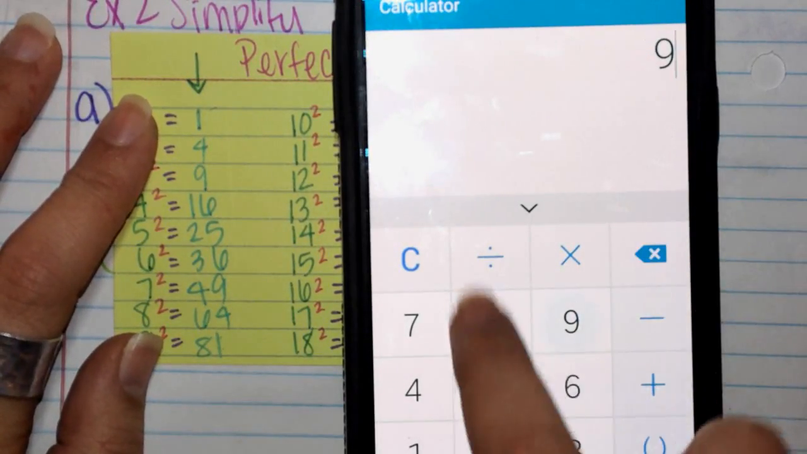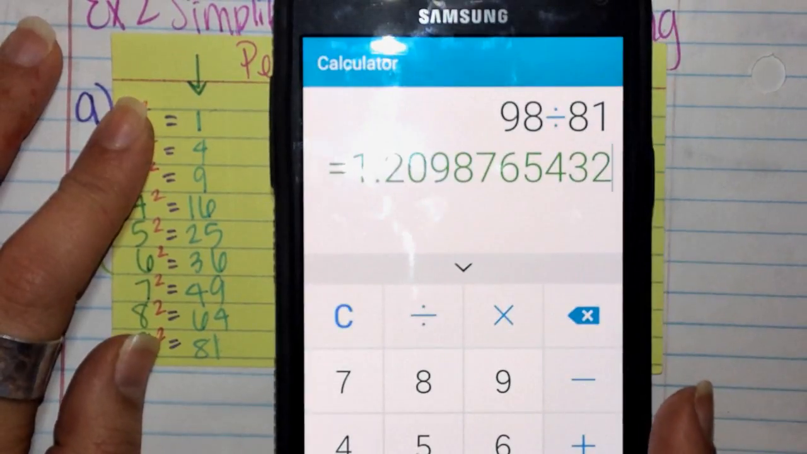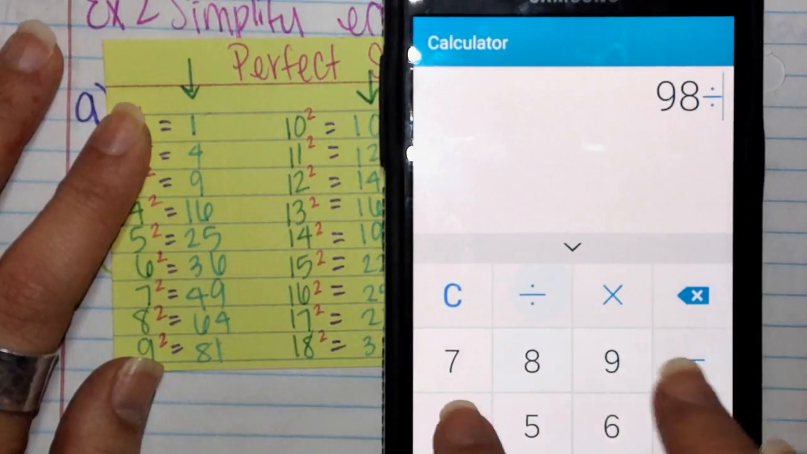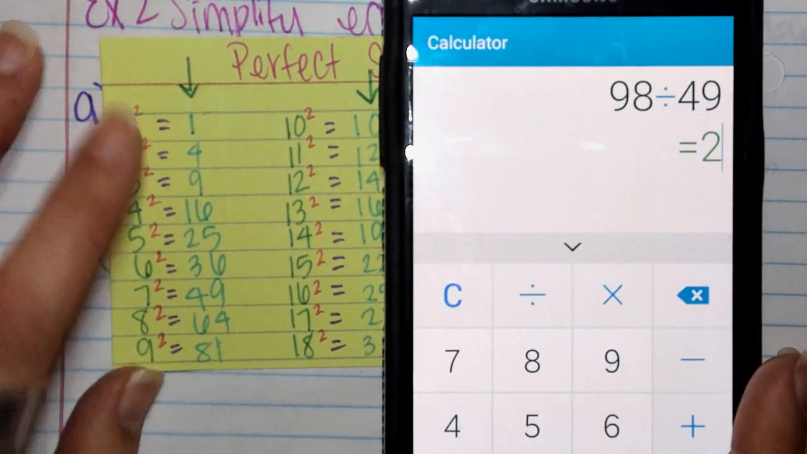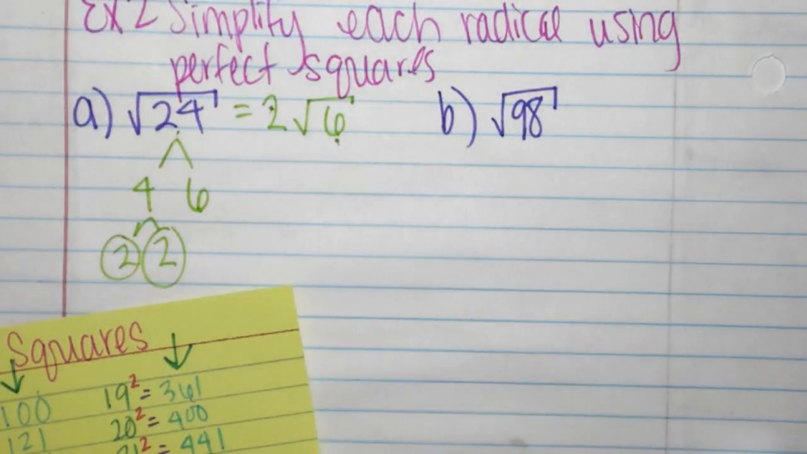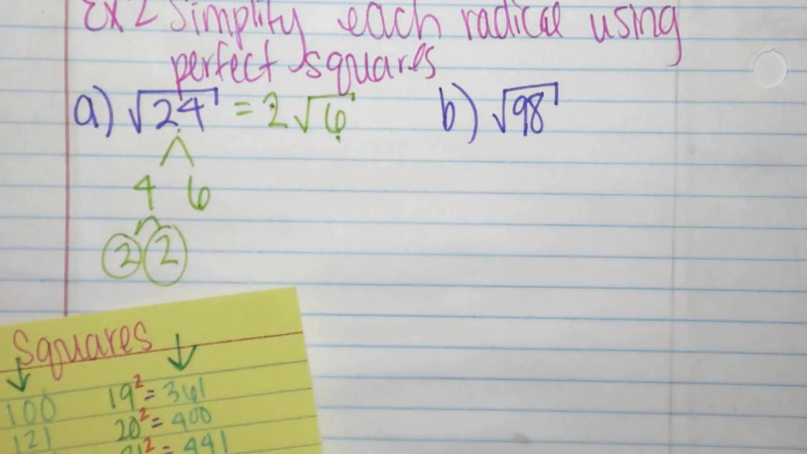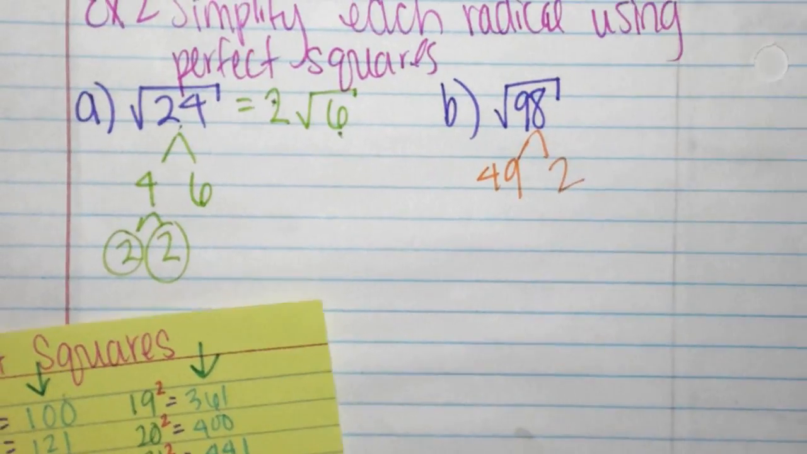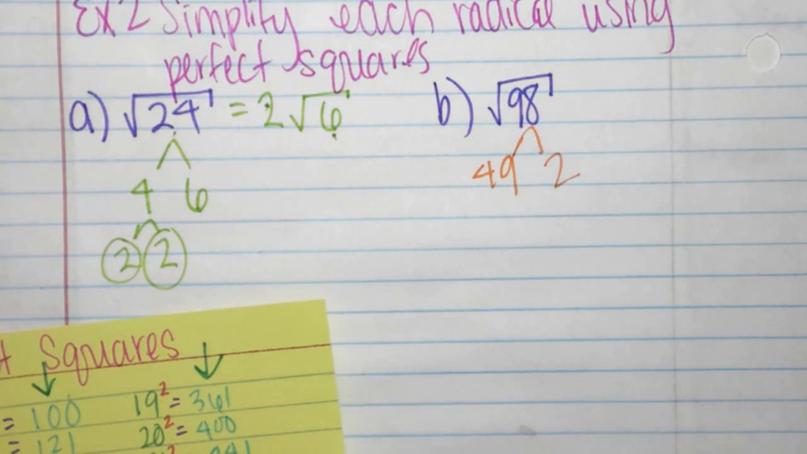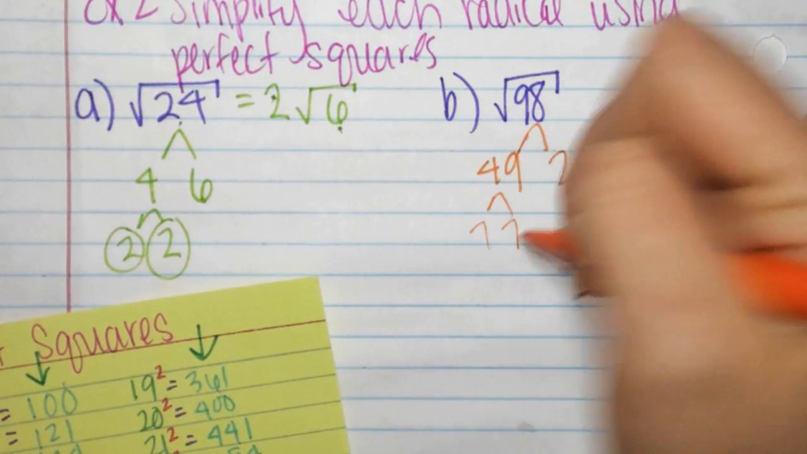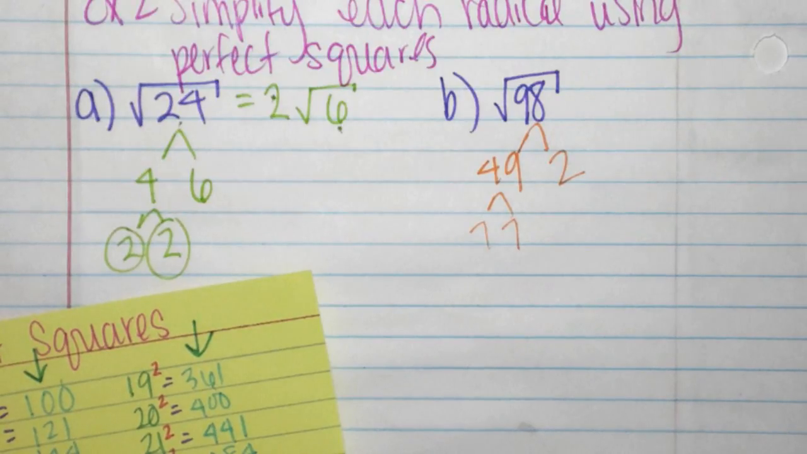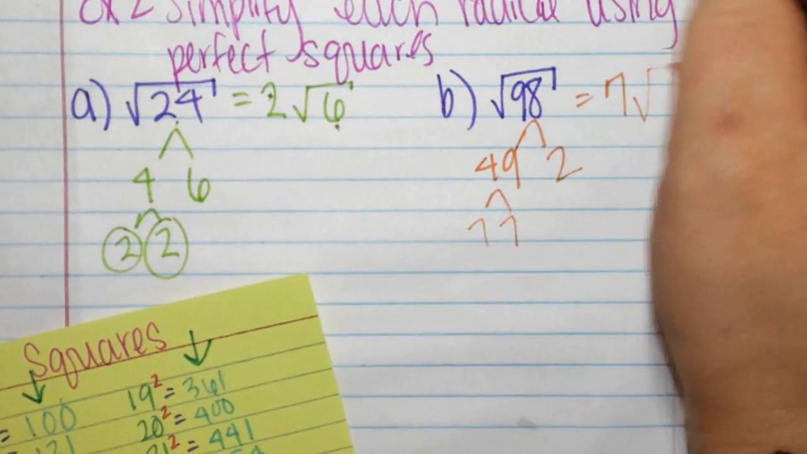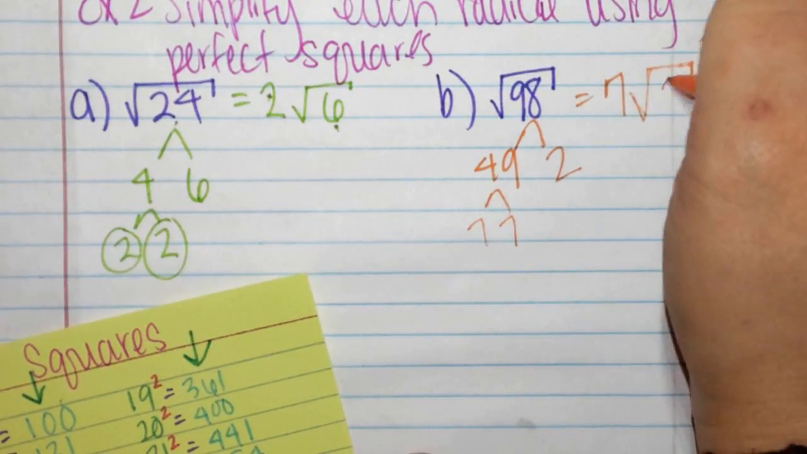So when we did 81, that doesn't divide into it evenly. So we do 49, and we get 2. Does everybody see that? All right, so now let's break it down. We have 49 and 2. What does 49 break down into, Shakeen? 2 sevens. Now, we need 2 of the same number. Do we have 2 of the same number? Yes. All right, so that goes to the outside. What happens to that 2?